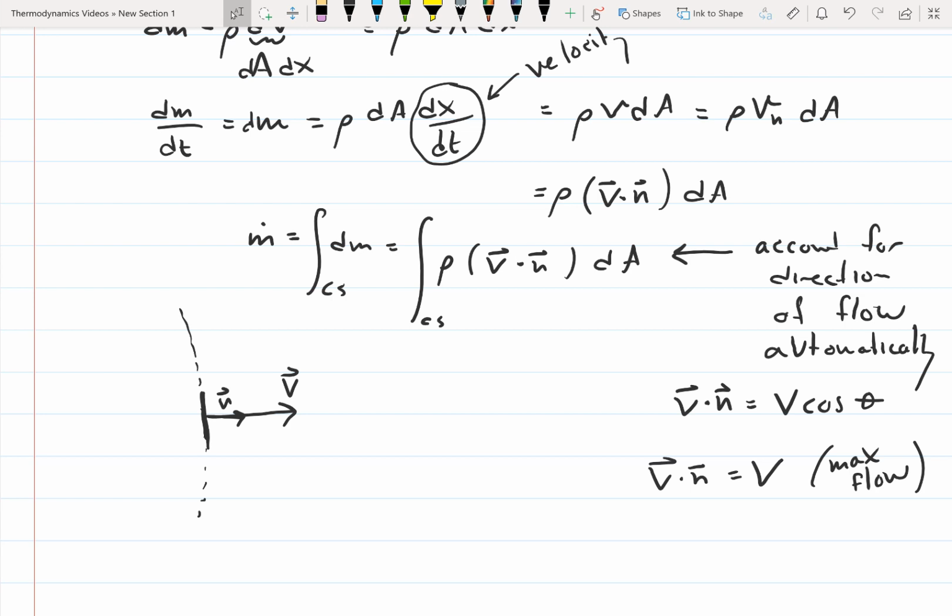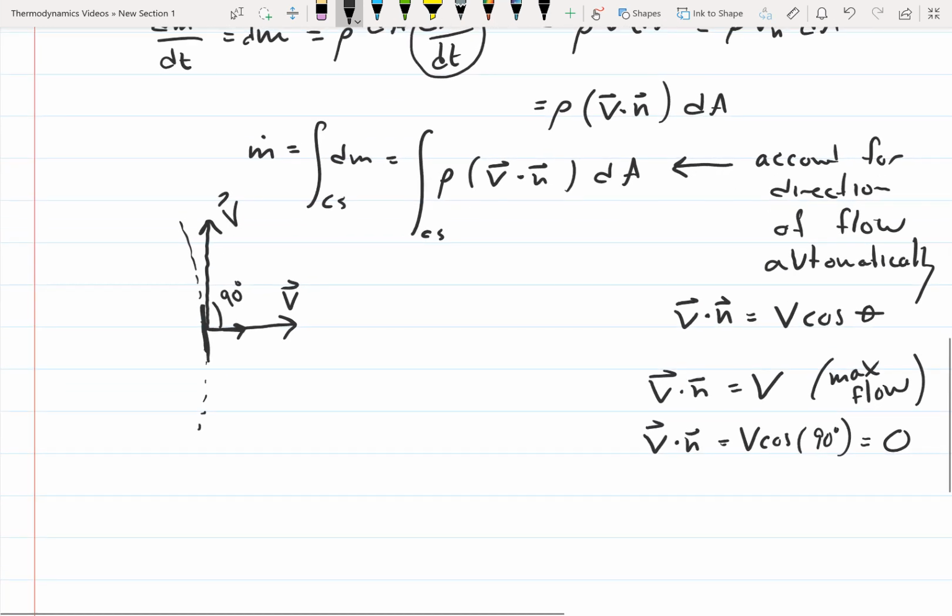Let's say that the flow is 90 degrees to the surface, so let's say this is our flow. Then our angle here is going to be 90 degrees, and so we have V dot N is equal to V cosine of 90, which is 0 because the cosine of 90 is 0. So this basically represents minimum flow. And this makes sense because if the flow is parallel to this control surface, that means there's no mass going into or out of the control volume, it's just flowing parallel to the surface.